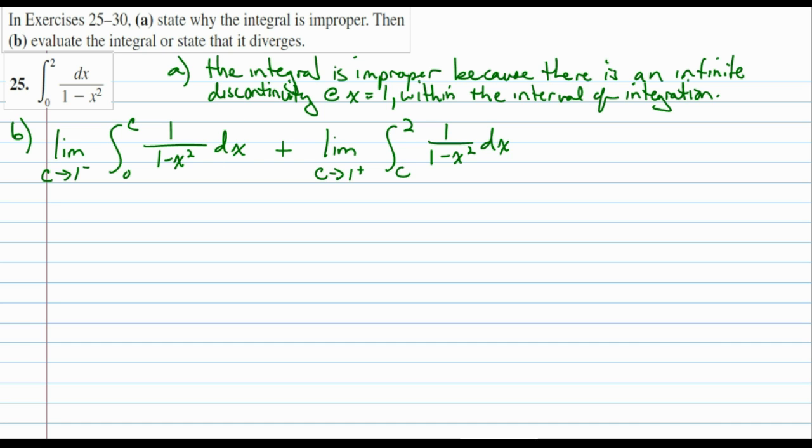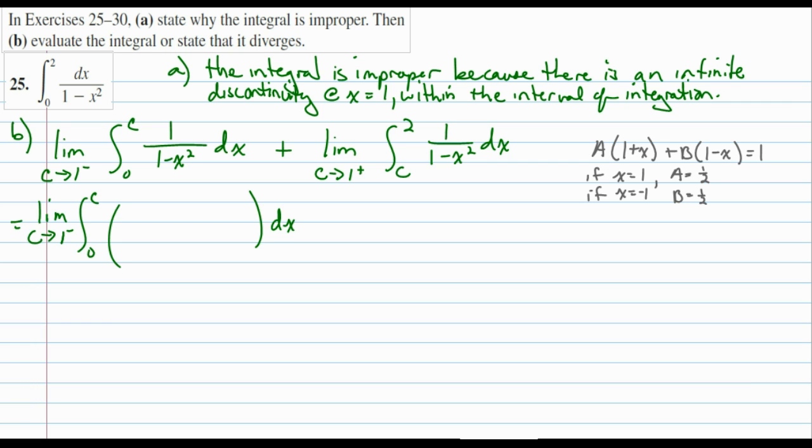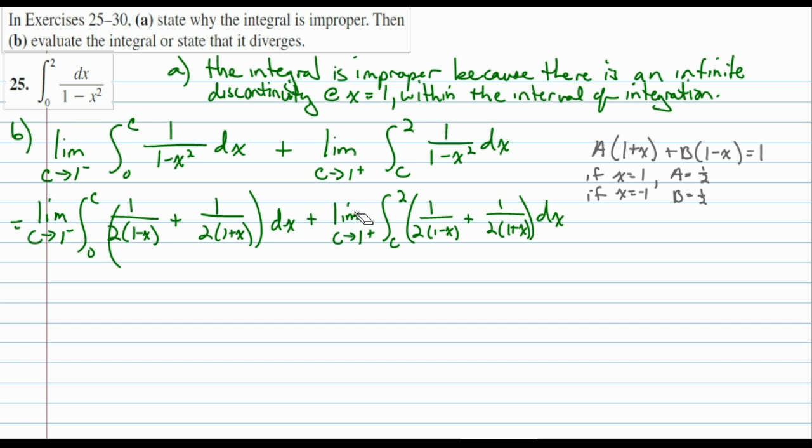The denominator has 1 plus x, 1 minus x, so that means A times 1 plus x plus B times 1 minus x should equal 1. If x equals 1, A equals 1/2. If x equals -1, B also equals 1/2. So this first one, I'm going to be using partial fractions. So the limit of A over 1 minus x, which I know should be 1/2 over, but I just put the 2 in the denominator where it belongs, and then plus B over 1 plus x dx. And I have the same thing as the limit as C approaches 1 from the right.